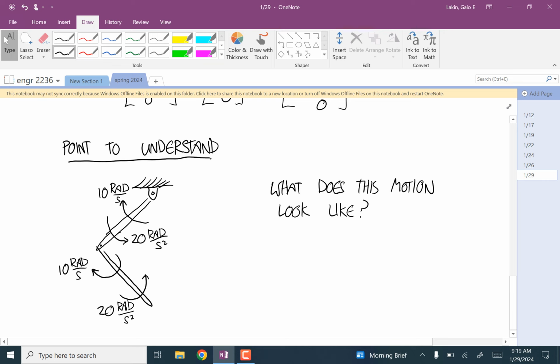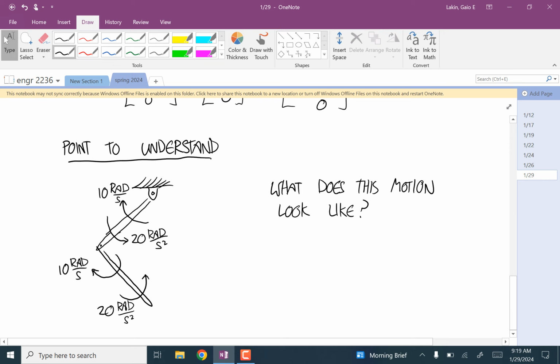Notice both of those angular velocities are the same. It's 10 radians per second going clockwise. Both of those angular accelerations are the same. That's 20 radians per second squared counterclockwise. Is it just reversing its position?